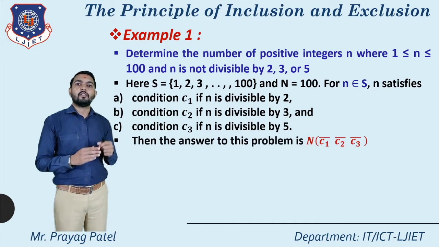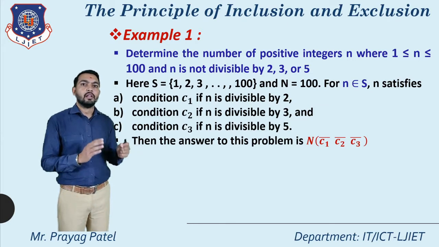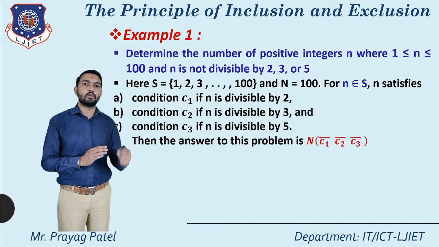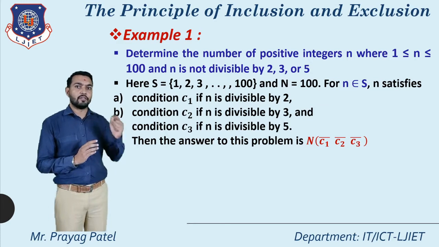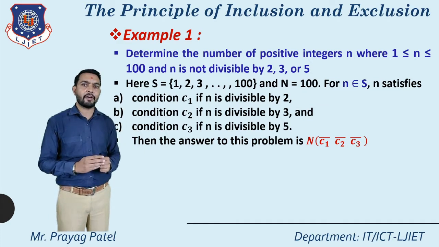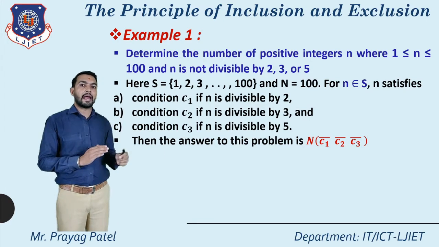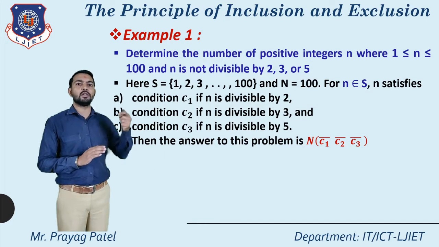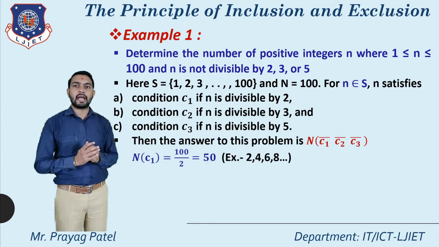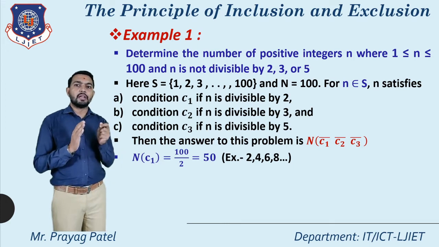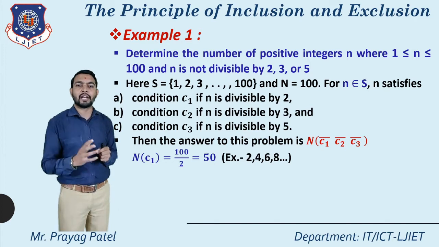Now what is our goal? Our answer is to find N(C1' C2' C3'), because C1 means divisible by 2, C2 means divisible by 3, C3 means divisible by 5, and our target is not divisible by C1, C2 and C3. That means N(C1' C2' C3'). Now for that, first what is N(C1)? N(C1) means the elements divisible by 2. So N(C1) is equal to, total elements 100.